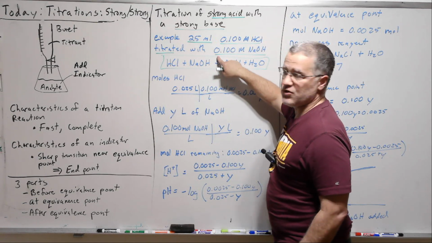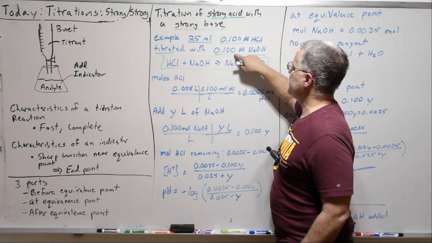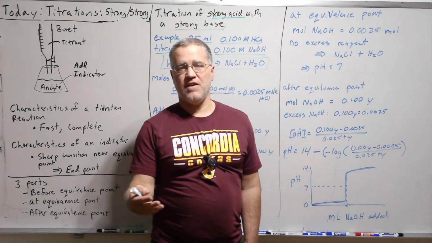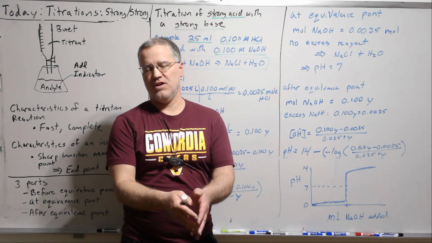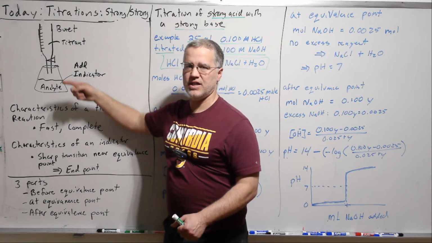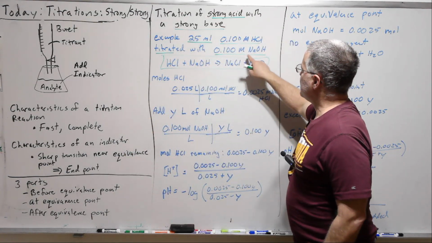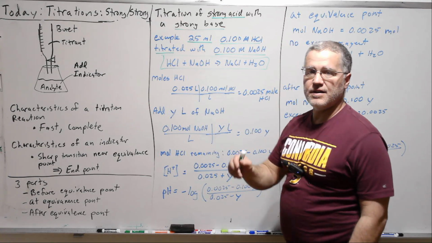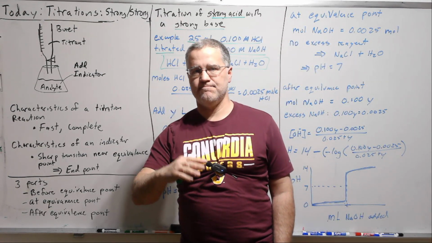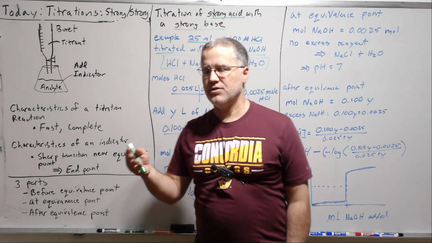That's going to be when we hit 25 milliliters, because we happen to set this up so that we have the same concentration. So when we have added 25 mils, so we have 50 mils of total liquid in the container here, we add 25 mils of sodium hydroxide, then no limiting reagent, we have only water and salt in solution, so our pH should be 7, so neutral.